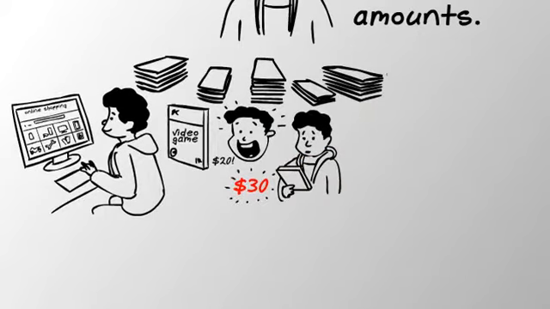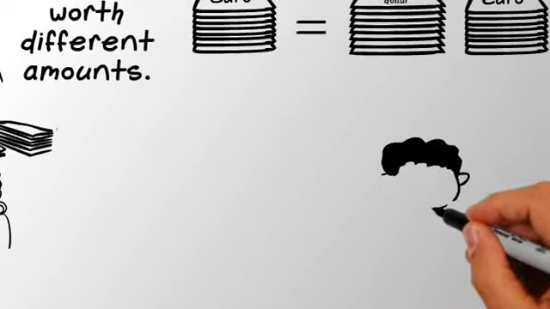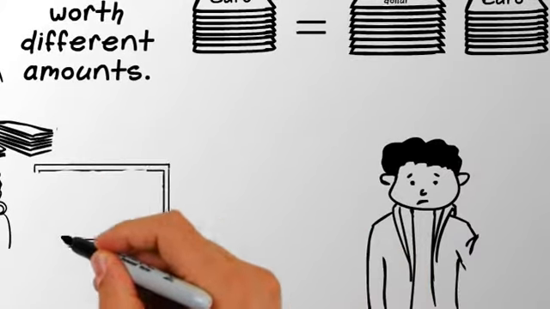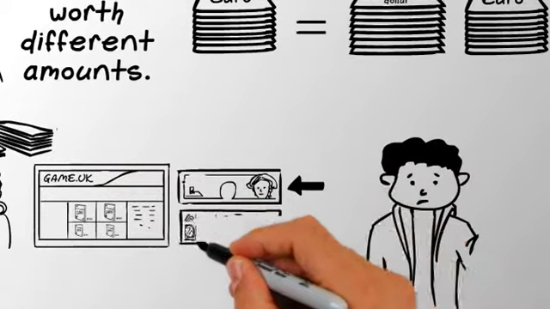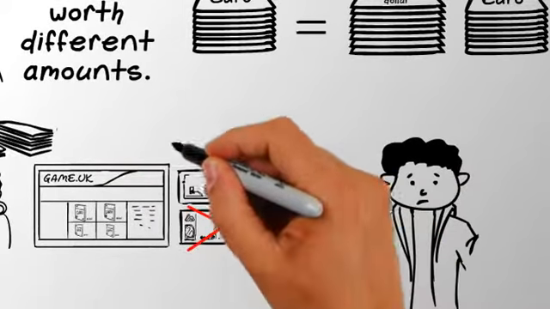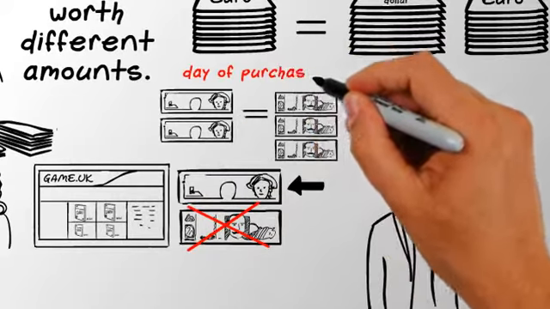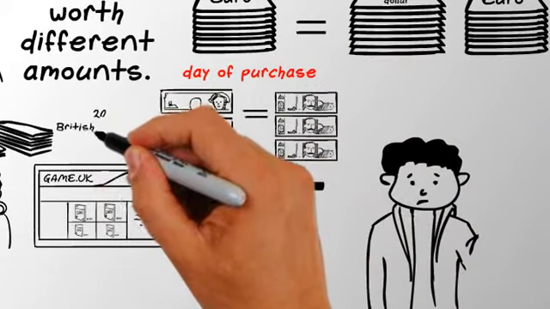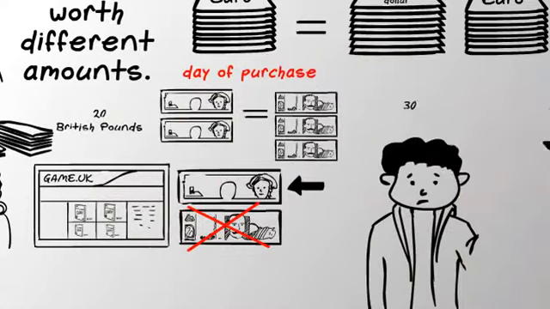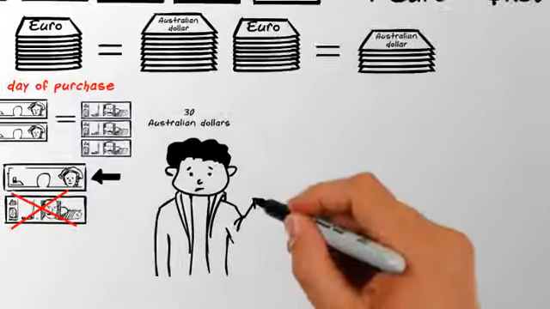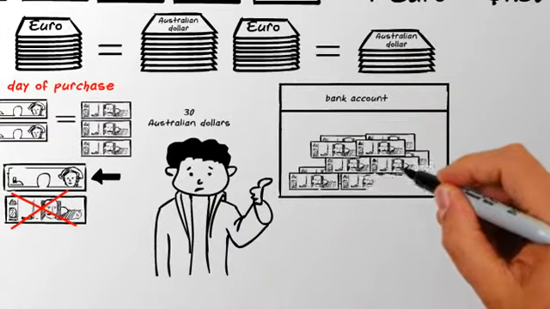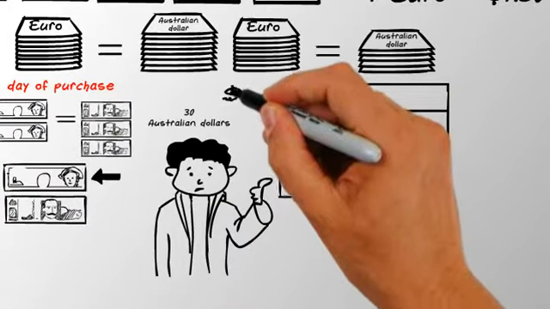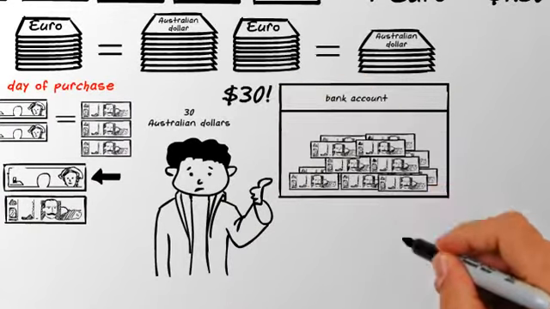How did that happen? Well, Pedro had accidentally bought the game from a British website and paid in British pounds instead of Australian dollars. On the day he bought it, 20 British pounds were worth 30 Australian dollars. And since the money in Pedro's bank account is in Australian dollars, he was charged $30.